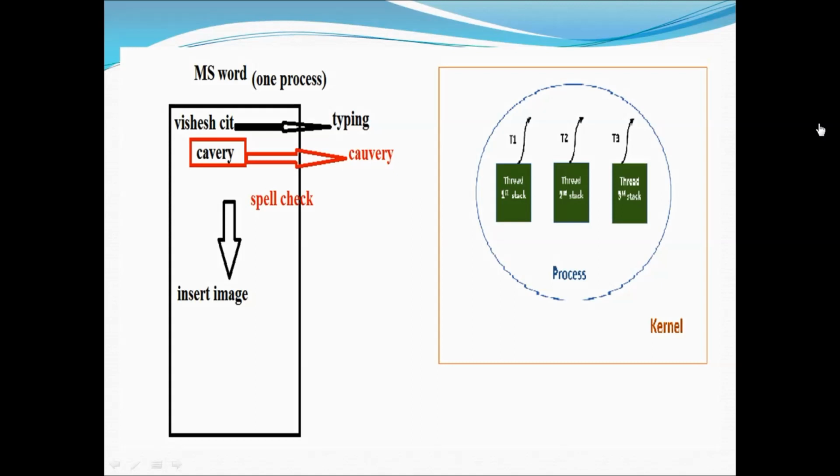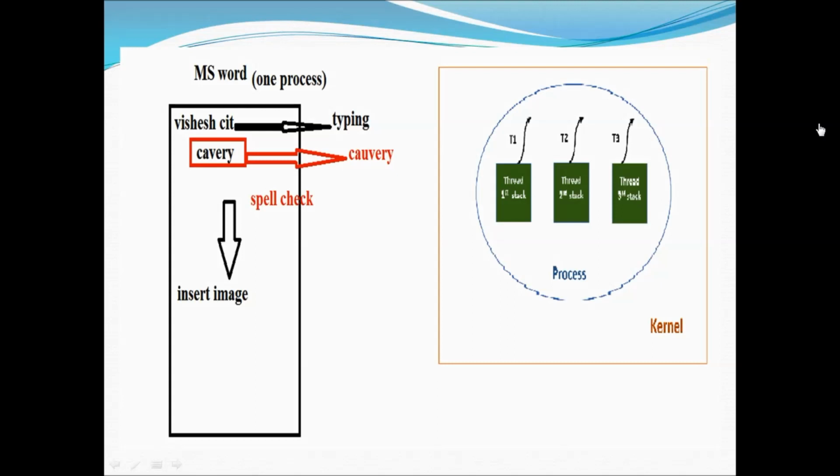In the same way, I can use another thread to check the spelling. Here my spelling Kaveri is wrong. I'm using the spelling checking thread to check the spelling, that is CAUVERY. Along with that, I'm using one more thread to insert the image. Here I'm using three threads, but that is only one process. MS Word is only one process, but I am using one thread for typing, one thread for spelling check, one thread for inserting the image. You can see there is only one process, but different threads are used to do different tasks.